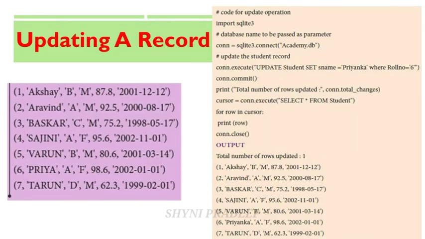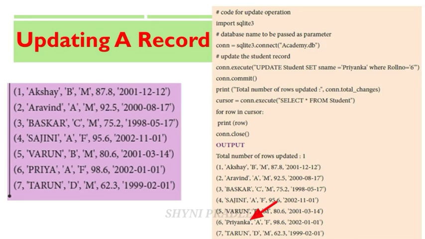Next topic is updating a record. You can update a record in a table through a Python script. See this example. In this example, change the name Priya to Priyanka in a record in the student table. See here, update student set name equal to Priyanka where roll number is 6. Okay, roll number is 6. Update the student name Priya to Priyanka. See here, Priya is changed to Priyanka.